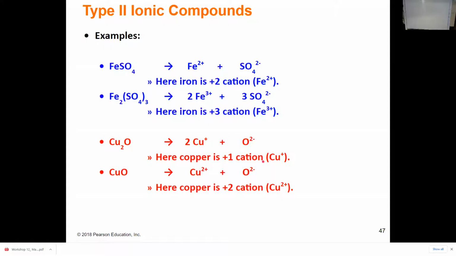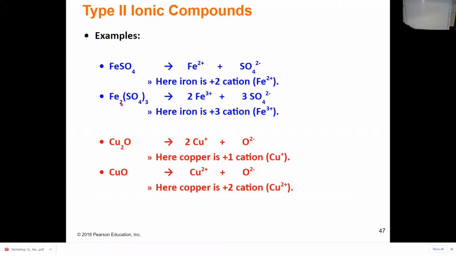Go back to our slide. So these are some examples. We have examples here using iron and copper. If we have Fe and SO4 combining in a 1:1 ratio, you know that you have a 2+ iron ion because the sulfate polyatomic ion is a -2 charge.